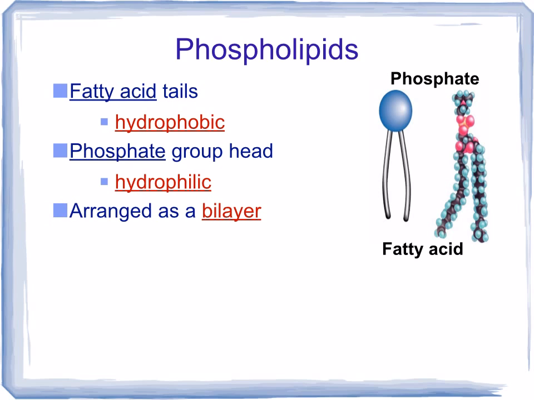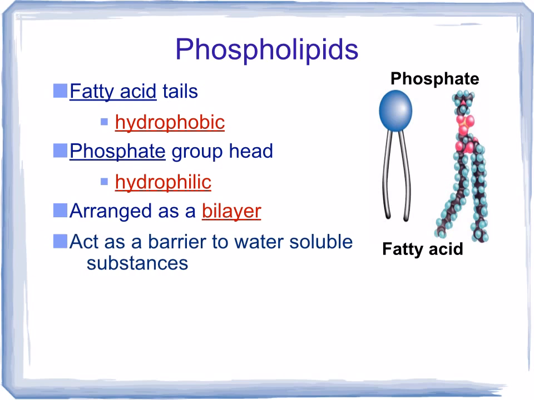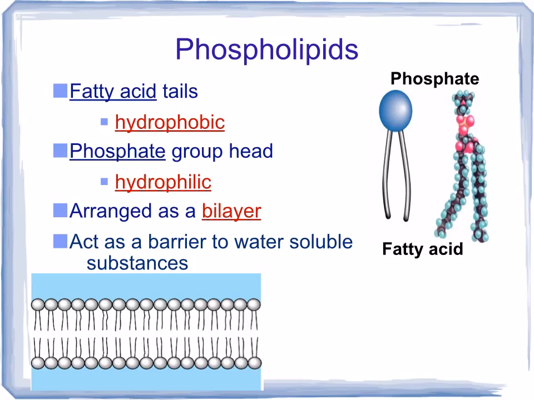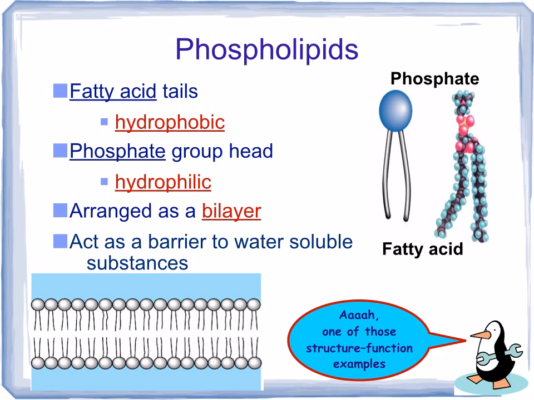They are arranged as a bilayer, so this acts as a barrier to water-soluble substances. For example, in a bilayer, you can see one phospholipid at the top, another phospholipid at the bottom, with the tails facing each other. So this is an example of a structure-function example. Why is it arranged like that?